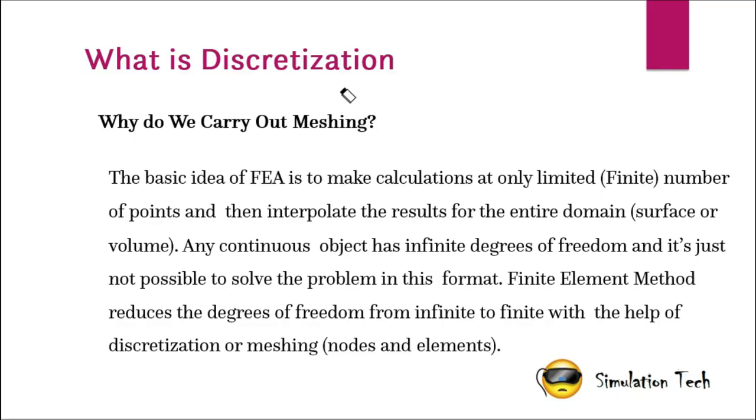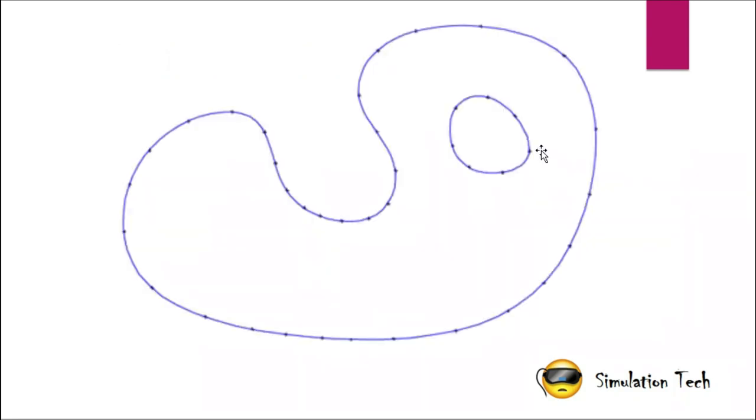If you want to read the entire session, please pause the video and read the theory. Next, we have an example for discretization and meshing. Here I have an irregular shape, so obviously we don't have any formulas for this particular model. I don't have any formulas for this.